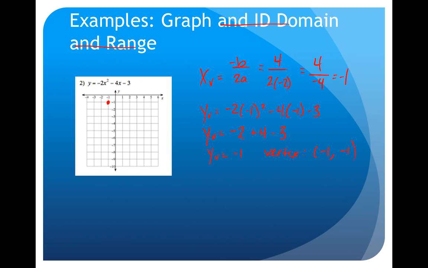I can go and plot that point. Then I can use my y-intercept of negative 3. And then remember, everything is symmetrical through that vertex. So I just reflect it over to the other side, and I connect to get my parabola.